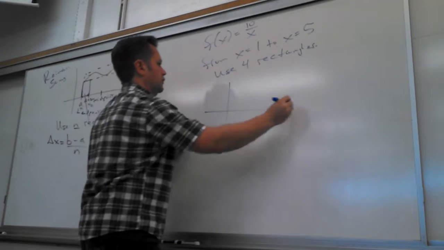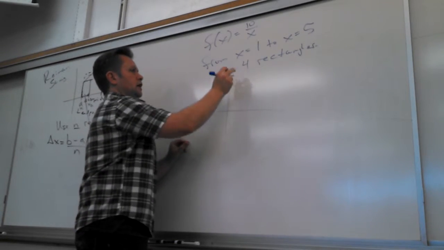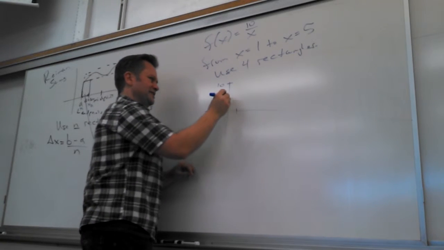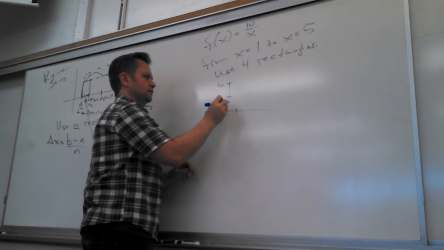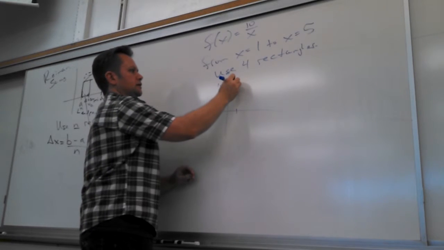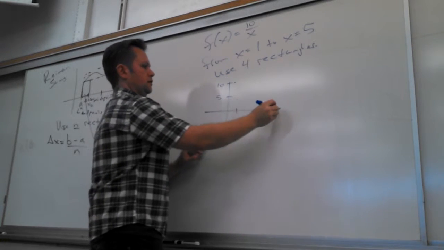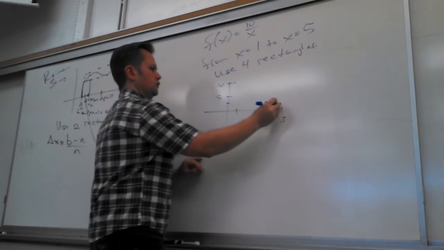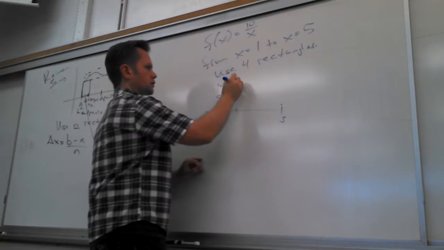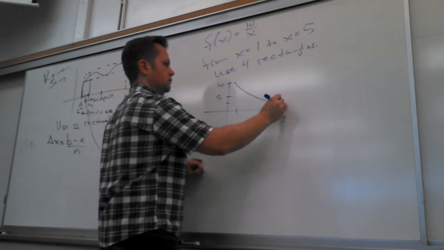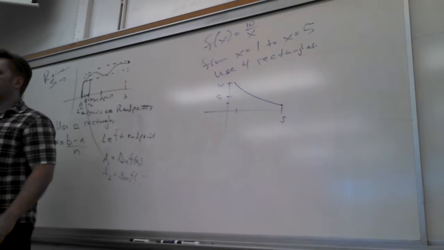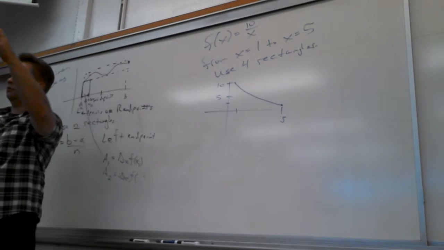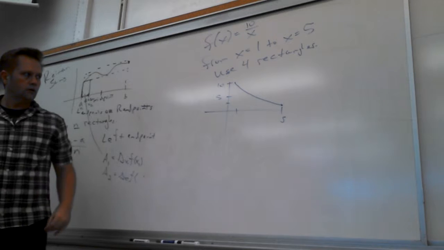So what does this function look like roughly? At 1, it's at 10. And at 5, it's where? It's at 2, so it's roughly just a little below 2.5. So it looks like this, roughly, right? That's 1 over x, which looks like a shifted, rotated hyperbola.